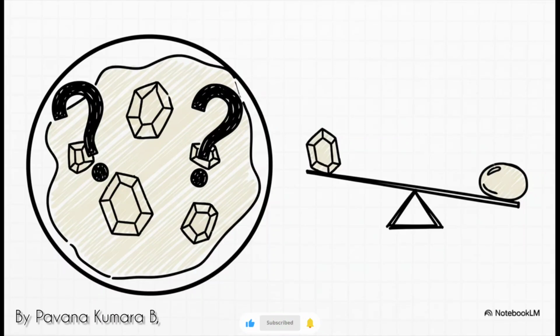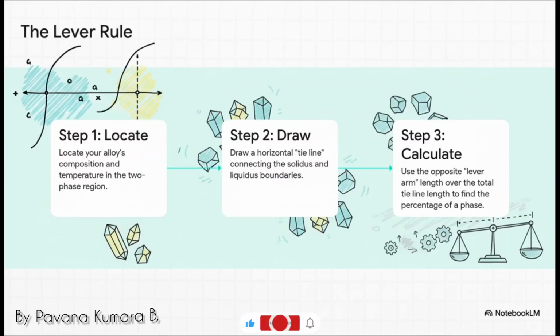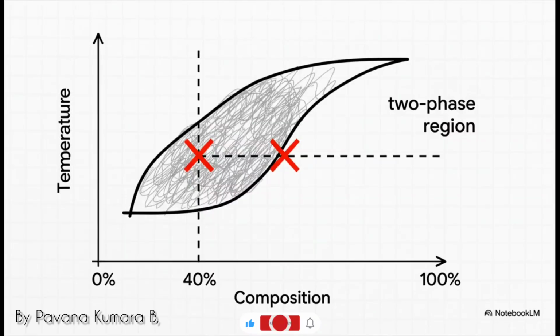To figure that out, we use a simple but really powerful mathematical tool called the lever rule. Now, it sounds complicated, but it works just like a seesaw. It's easy. First, you find your spot on the map, your exact alloy and temperature. Second, you draw a horizontal tie line straight across the mushy zone. And third, here's the trick. To find the percentage of solid, you take the length of the opposite lever arm, the liquid side, and you just divide it by the total length of the line. That's it.